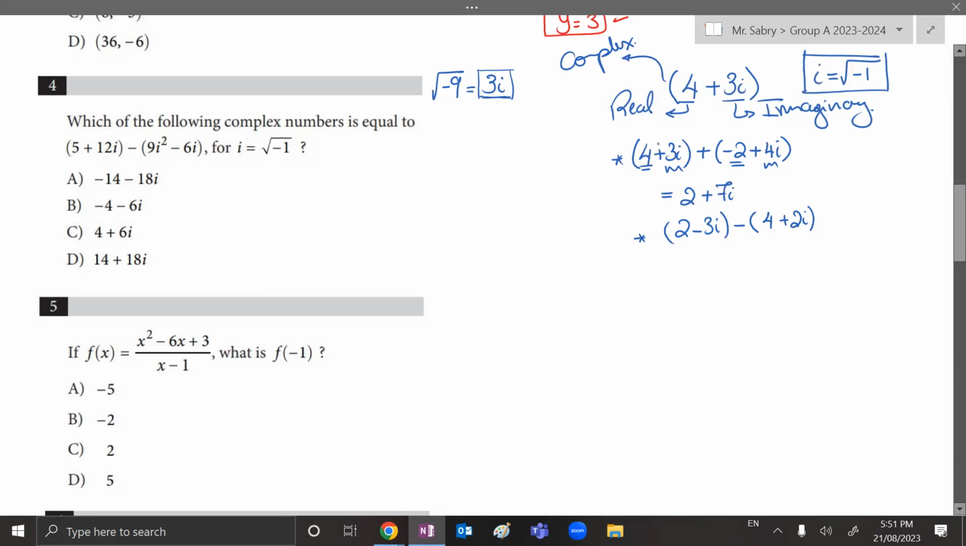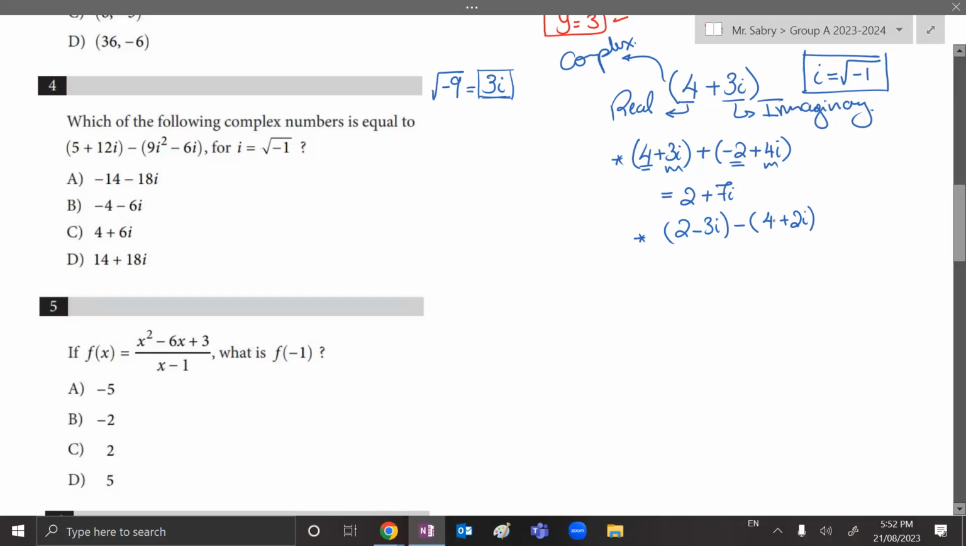We just simply need to learn how to add, subtract, multiply, and divide the complex numbers. If we're adding, we're just going to add the like terms together. So that's what I did. The numbers with each other, the real ones, the imaginary ones with each other. And I simply added them. 4 plus -2 became +2, and then 3 plus 4 became 7i.